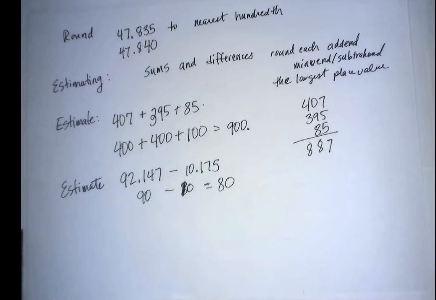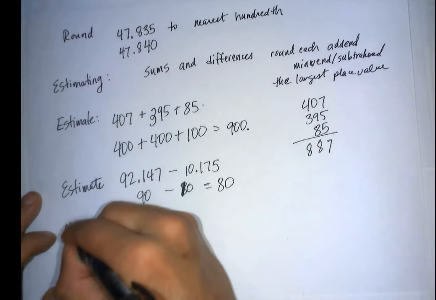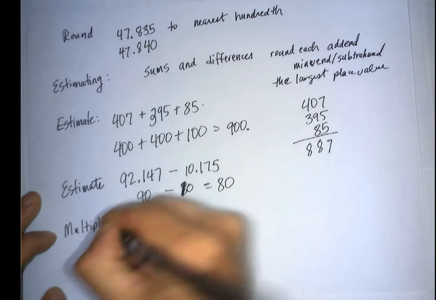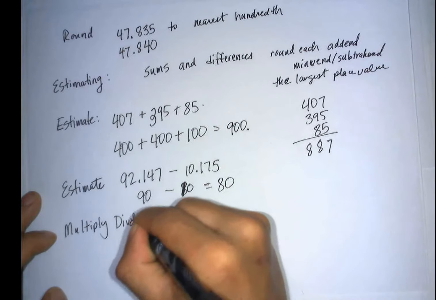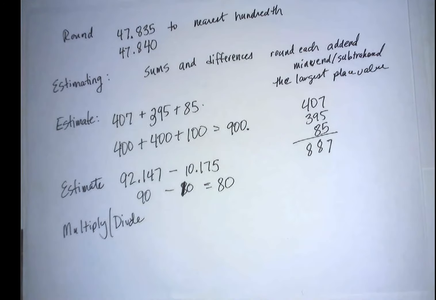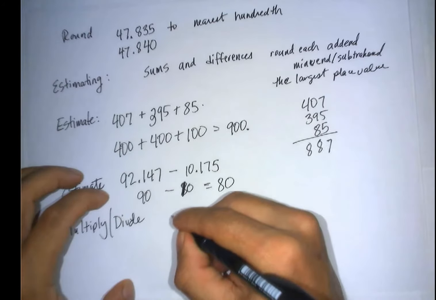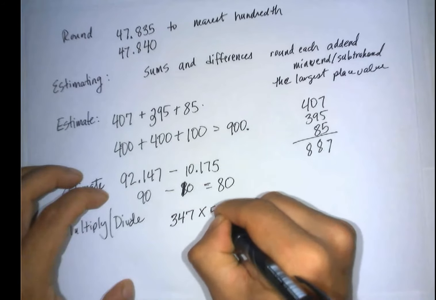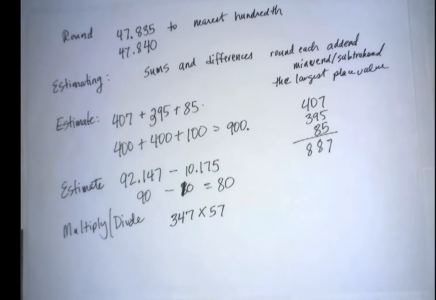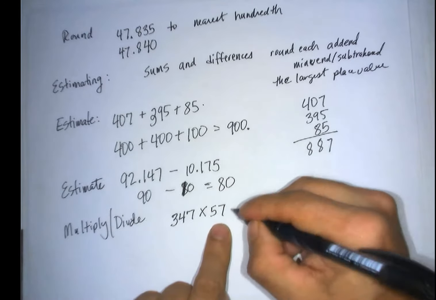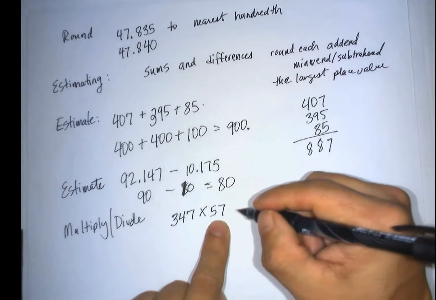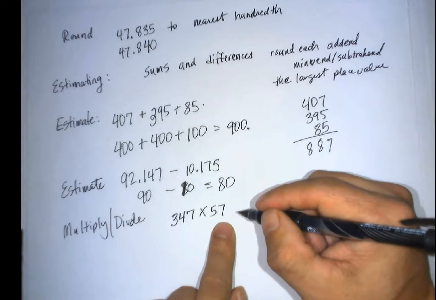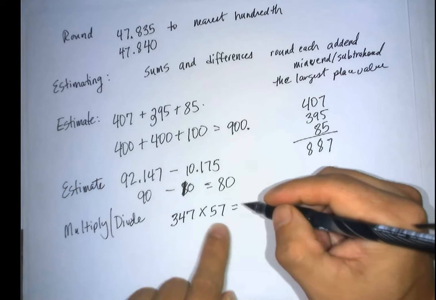Now, when you're doing multiply and divide, you usually, let's just say we're going to estimate. It just depends. If we were going to estimate this product, we wouldn't estimate this to the nearest 100. We would round each of these to the highest place value.